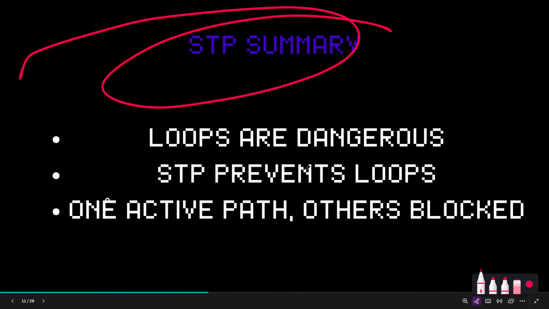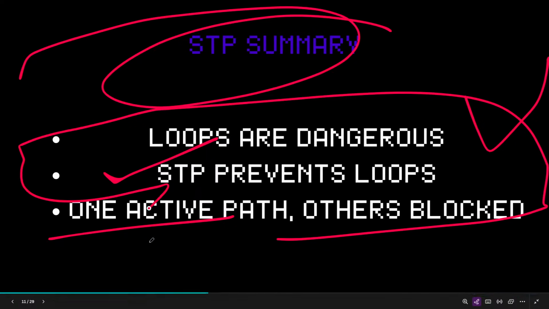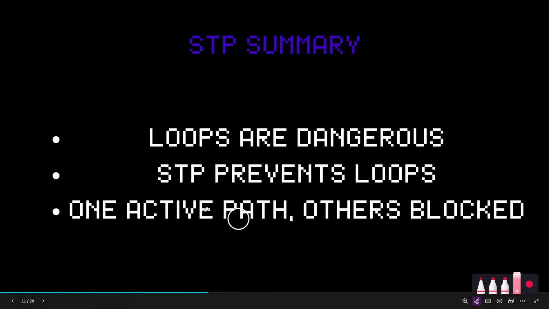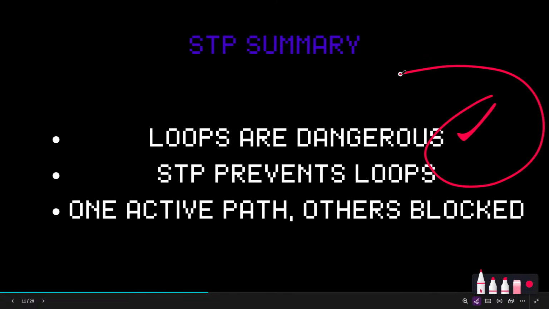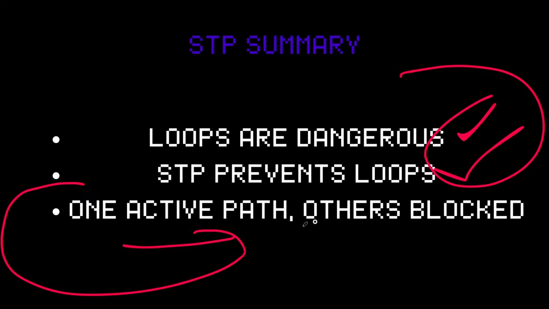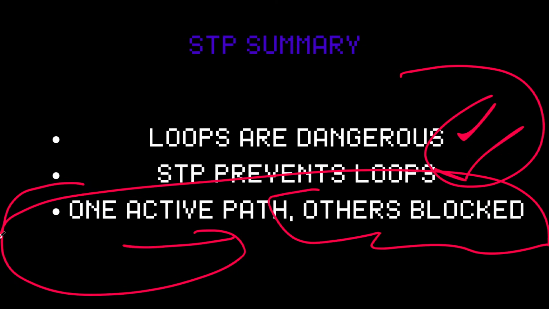The summary is loops are dangerous. It prevents the loops. One active path, other blocked. As simple as that. If someone asks you what is STP, you can say these simple points: as loops are dangerous, it prevents the loops, and there's only one active path, and other paths are blocked. As simple as that. Are we clear?